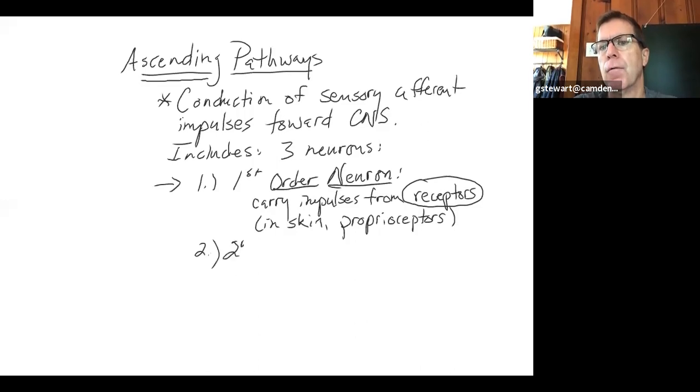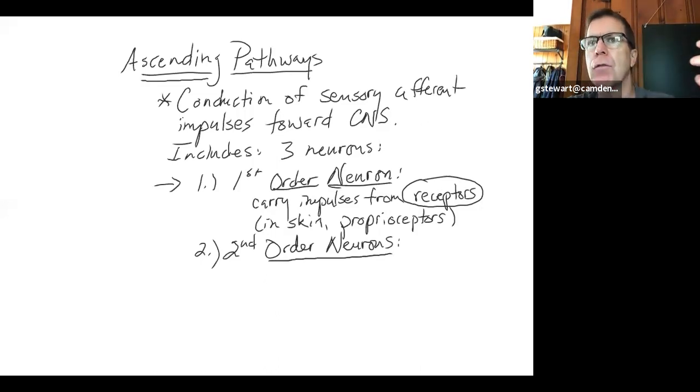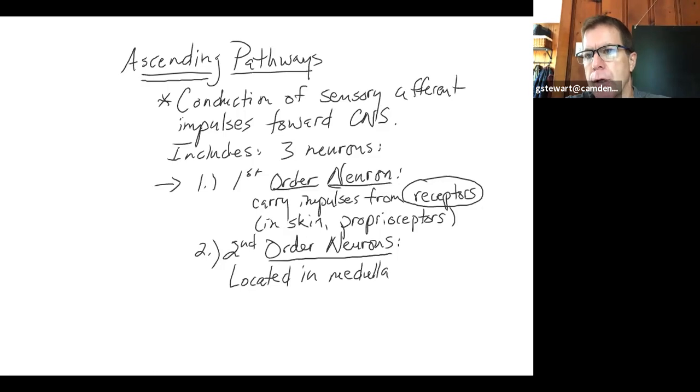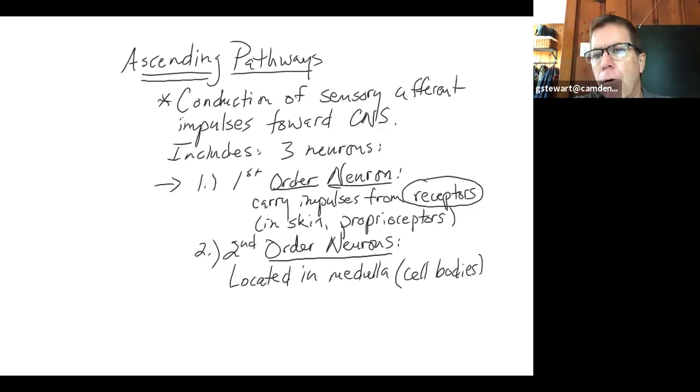Second order. Remember, this is a relay, a pathway going from either the external or internal environment, picked up by a receptor and carried toward the central nervous system. Second order neurons are typically the second arm of the pathway, and their cell bodies are not clustered in the peripheral nervous system. The cell bodies are typically located in the medulla of the brainstem or the dorsal horn of the gray matter in the spinal cord.